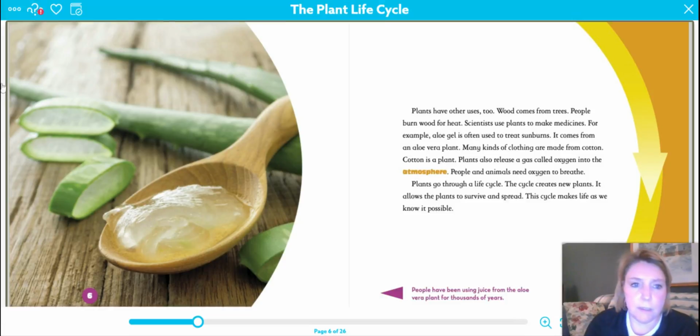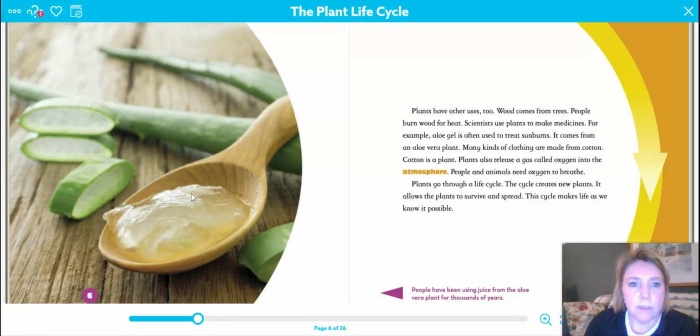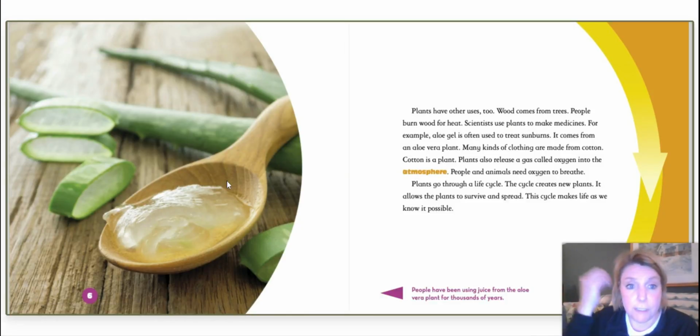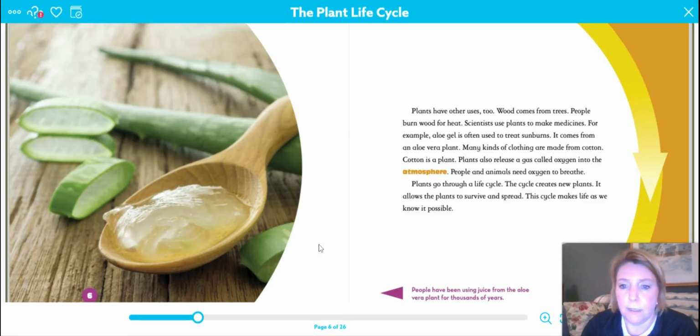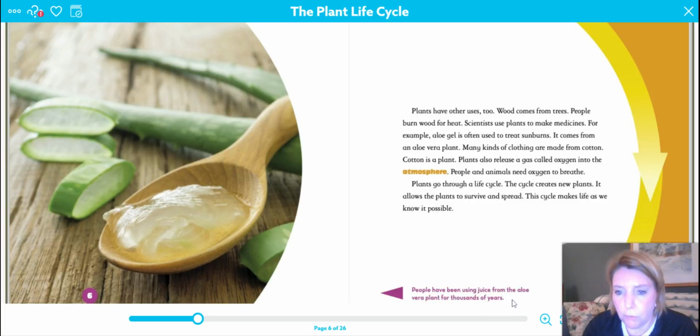Now I'm thinking about, again, this photograph. This is helping me understand what an aloe vera plant is. And I'm also noticing this caption. People have been using juice from aloe vera plants for thousands of years.